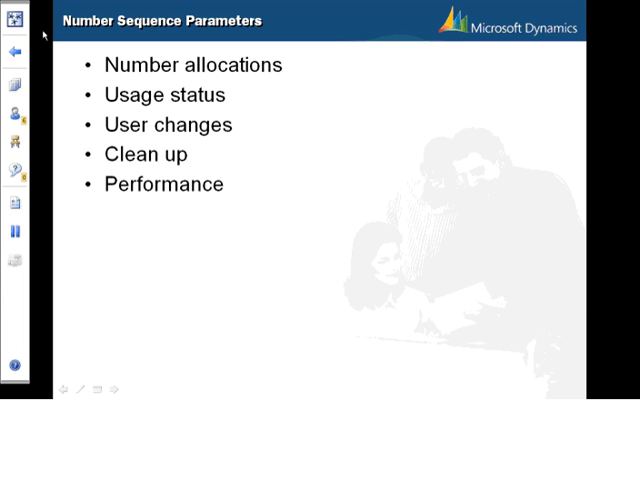Within the setup of each number sequence, users can set many controlling parameters. These parameters include number allocations, usage setup, user changes, cleanup, performance. Selecting or deselecting any of these options may significantly change the number sequences. Use caution when changes are made to number sequences, especially existing number sequences.